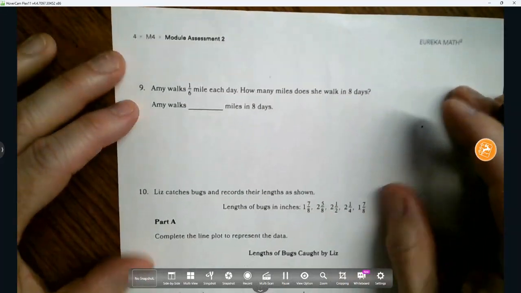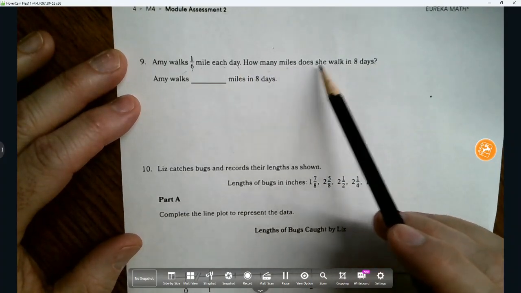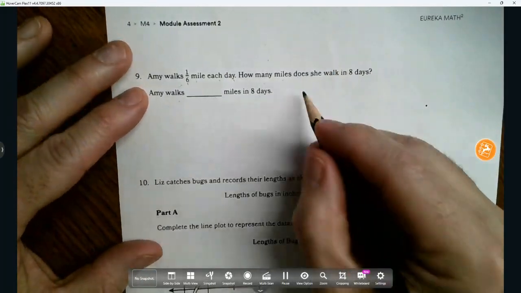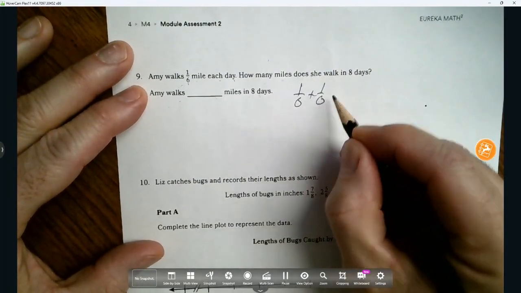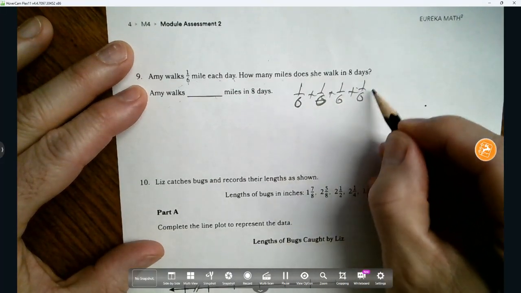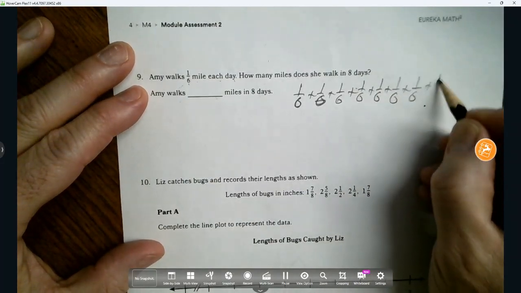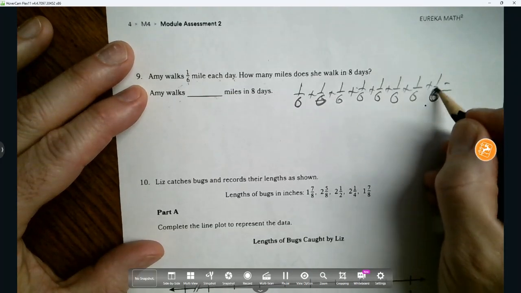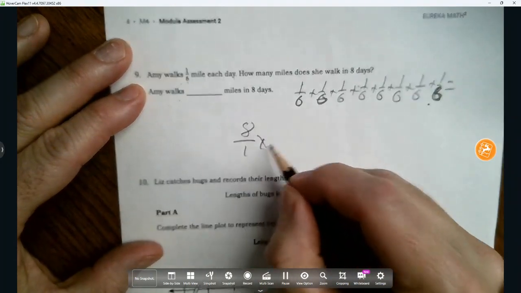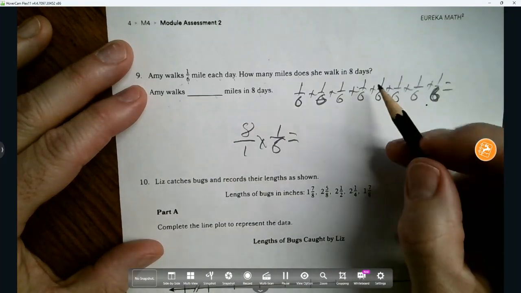On to the back. Amy walks 1/6 of a mile each day. How many miles does she walk in 8 days? Amy walks blank miles a day. All right, you can do 1, 2, 3, 4, 5, 6, 7, 8, if you want. Or you can do that. This works, this works.